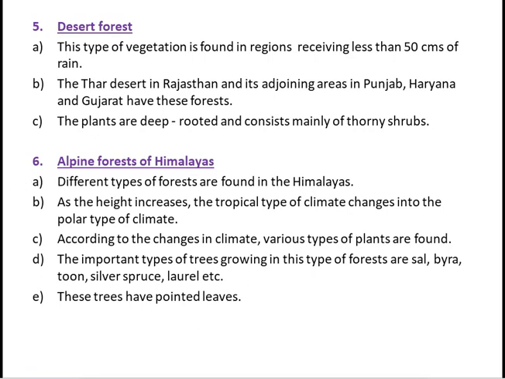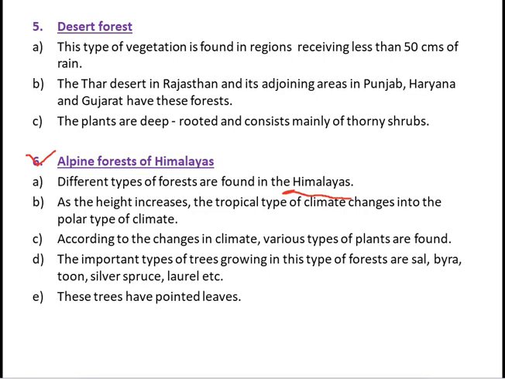We have the sixth type of forest, that is called the alpine forest of the Himalayas. This is the last type of forest. Different types of forest are found in the Himalayas. We know that we can see different types of trees and forests in the Himalaya areas. As the height increases, the tropical type of climate changes into polar type of climate.